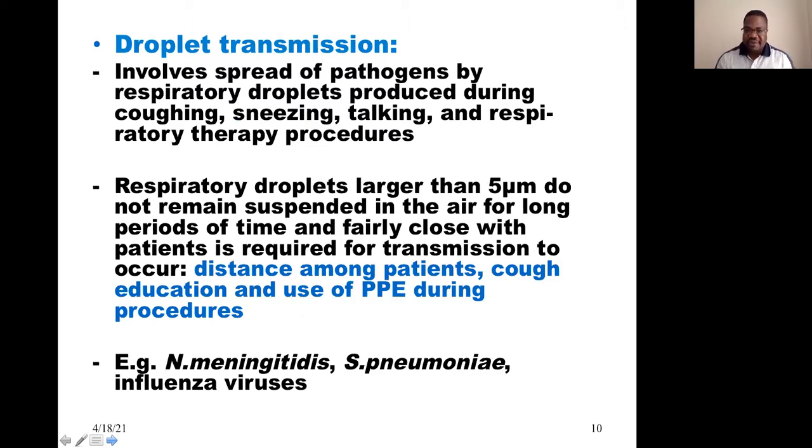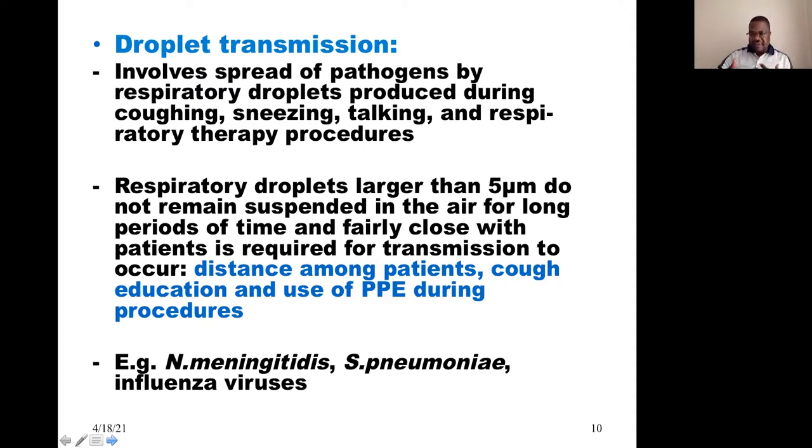So the droplet, as I indicated, involves spread of pathogens by respiratory droplets produced during either coughing, sneezing, talking, or respiratory therapy procedures like intubating a patient or doing any procedures that can aerosolize some of the respiratory pathogens or particles. Respiratory droplets are larger than 5 micrometers, and they do not remain suspended in the air for a long period of time, and fairly close contact with the patient is required for transmission.